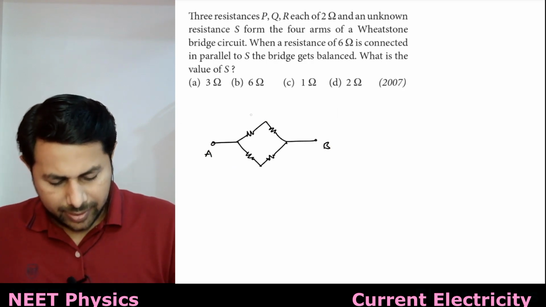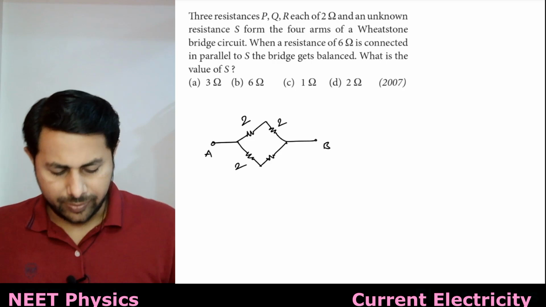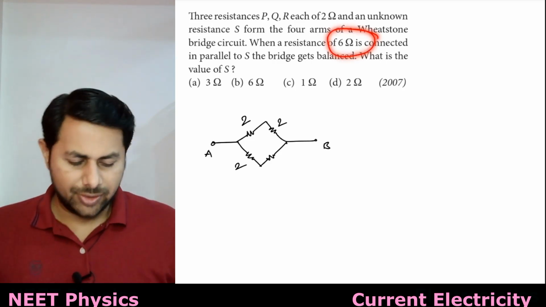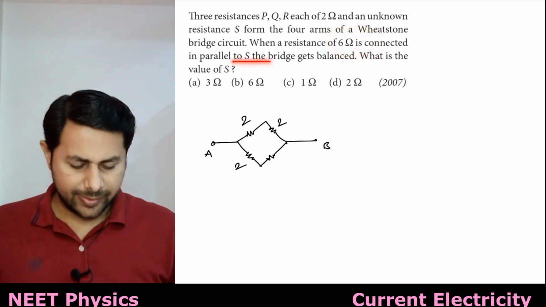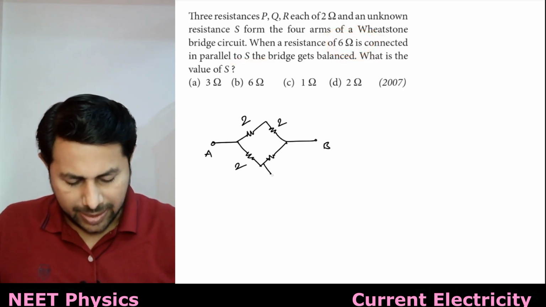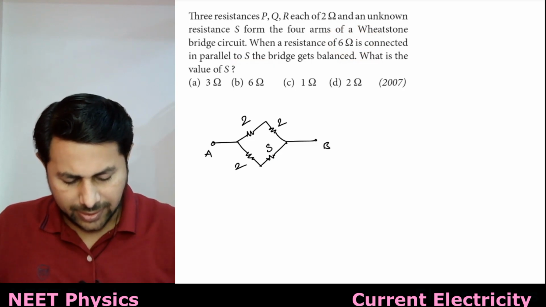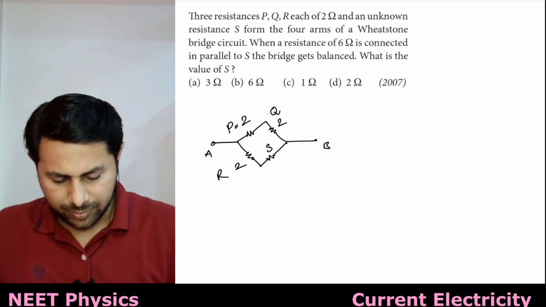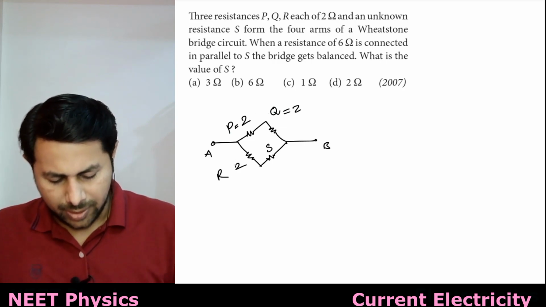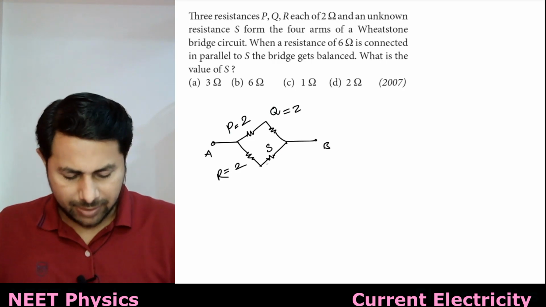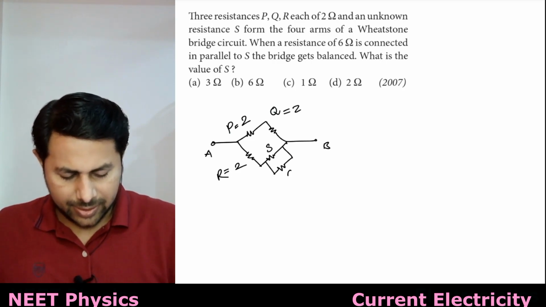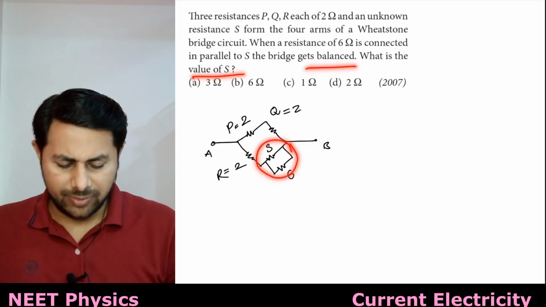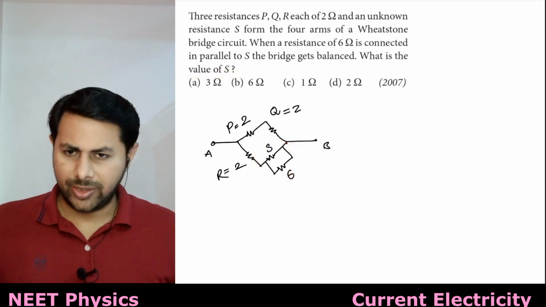Okay, so they say that P, Q, R are 2, 2, 2. But then when a resistance of 6 ohm is connected in parallel to S, this is S, P is 2, Q is 2, R is also 2, but S is something else. But when you connect the 6 ohm resistance, then the bridge gets balanced. What is the value of S? This is the question. What is S?